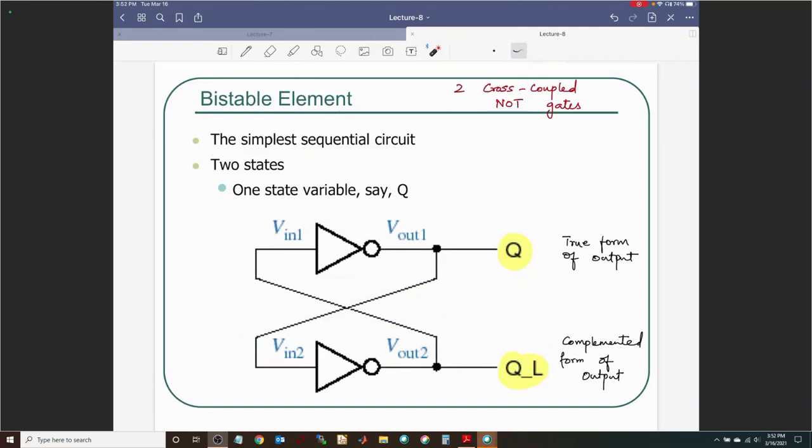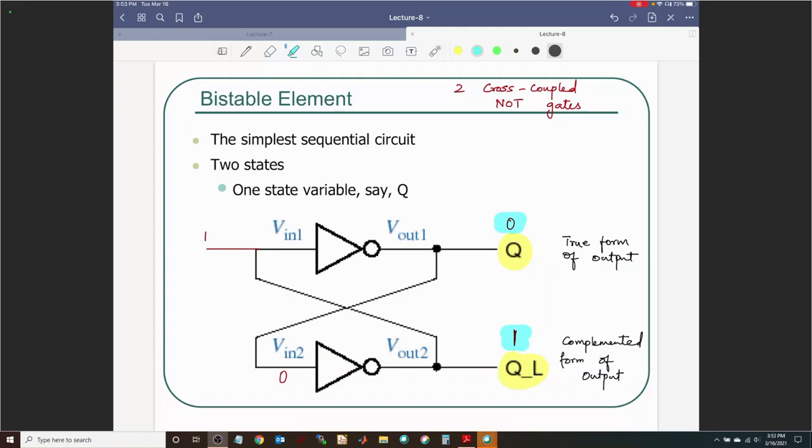So let us suppose we find a way to make this V in one, the input to the first NOT gate, a one, right? So suppose we have a connection here where we say, all right, let's make this into a one. So when I make this a one, what would be V out one or Q? A zero, right? So a zero comes over here, and that zero actually is an input to this second guy, right? And that zero will make V out two into a one. And you can see this zero and this one are complements of each other.